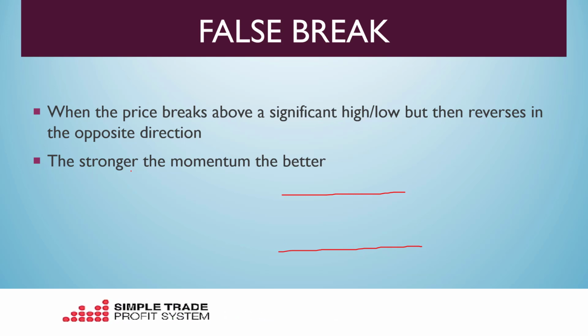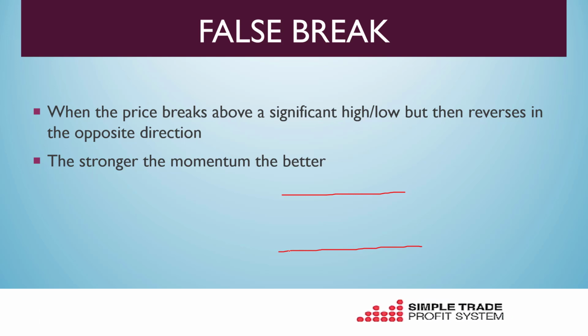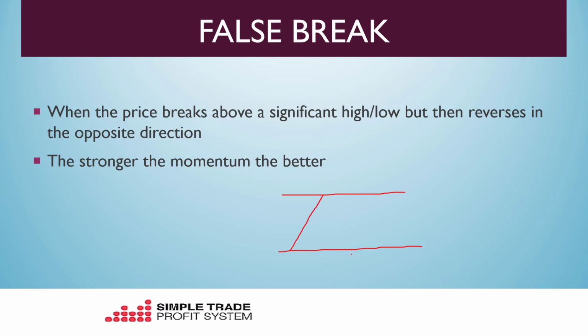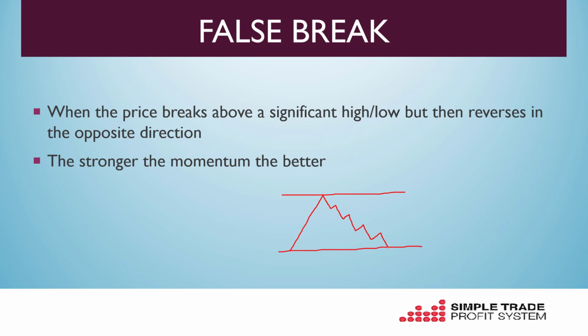As said here, the stronger the momentum, the better. I don't want to see stair-stepping or price basically moving slowly into an area of support or resistance. I want to see big, strong candles into it. So let's say I'm looking to go long at the support. I don't want to see price coming down to it like this. There's a reason why. If it looks like this, I don't want to buy.